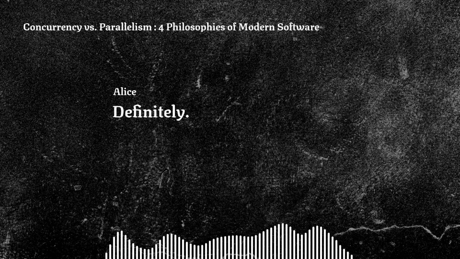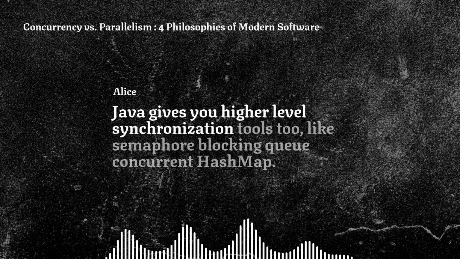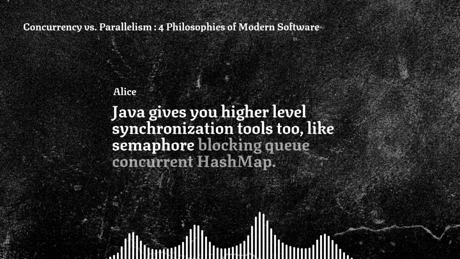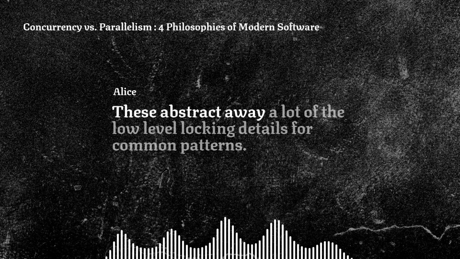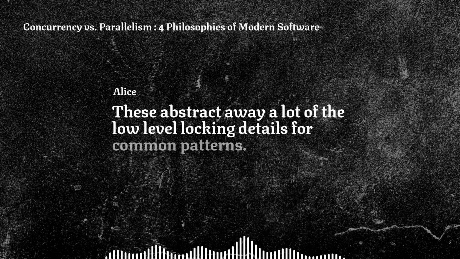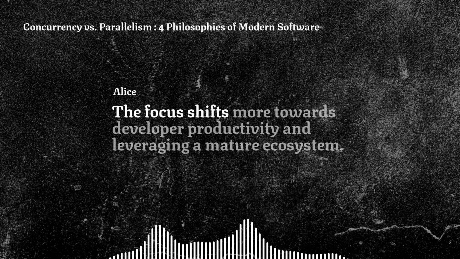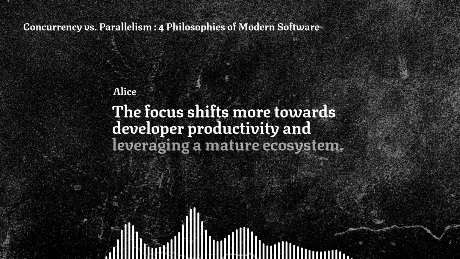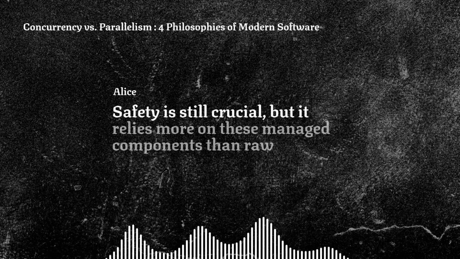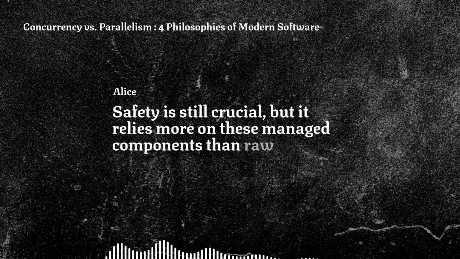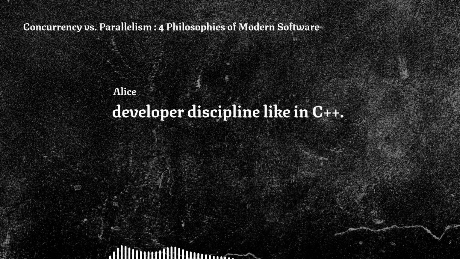So higher level. Definitely. Java gives you higher level synchronization tools too, like Semaphore, BlockingQueue, ConcurrentHashMap. These abstract away a lot of the low-level locking details for common patterns. The focus shifts more towards developer productivity and leveraging a mature ecosystem. Safety is still crucial, but it relies more on these managed components than raw developer discipline like in C++.